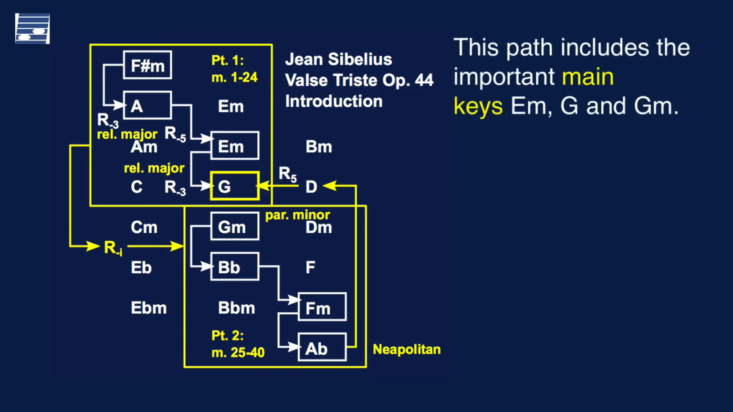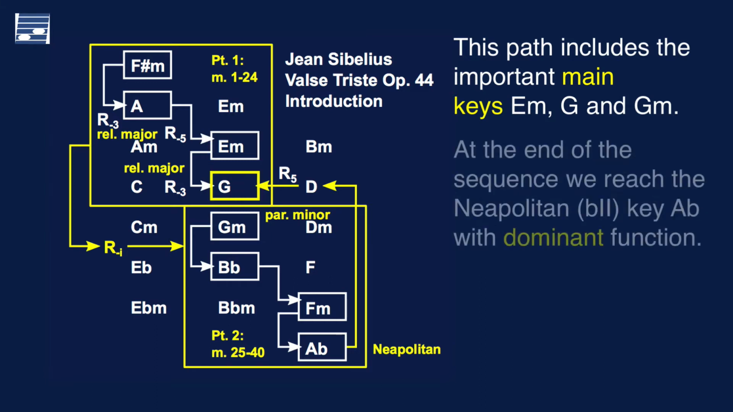At the center of the diagram we see the three main keys of this piece: G major, with its neighbors the relative E minor and the parallel minor key G minor. At the end of the sequence we reach the key of A flat major, which is the tonic on the lowered second degree, also known as the Neapolitan chord.